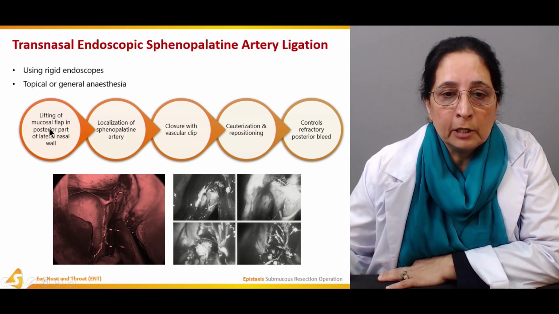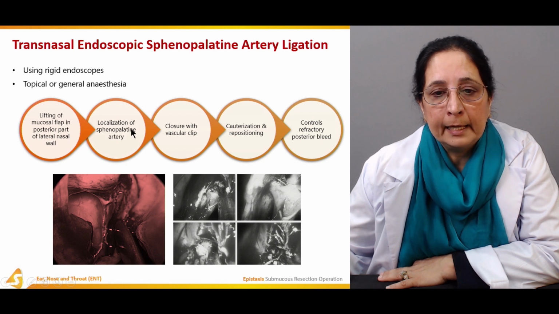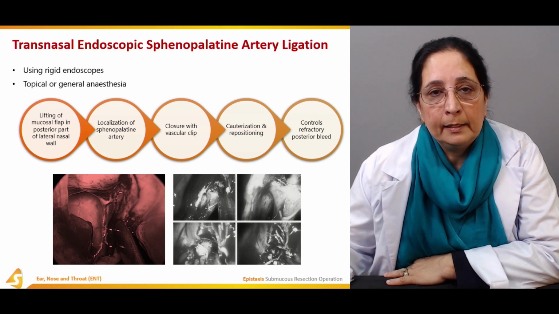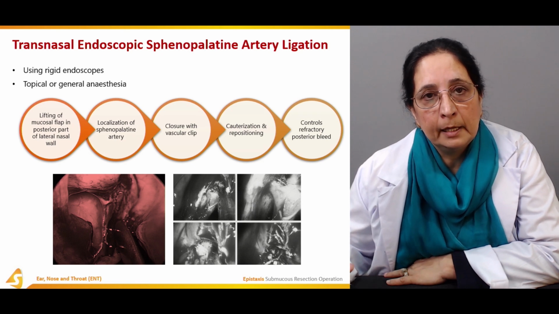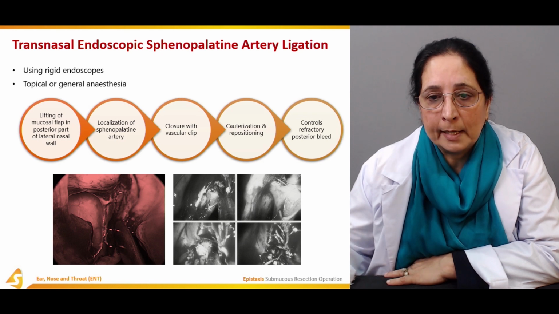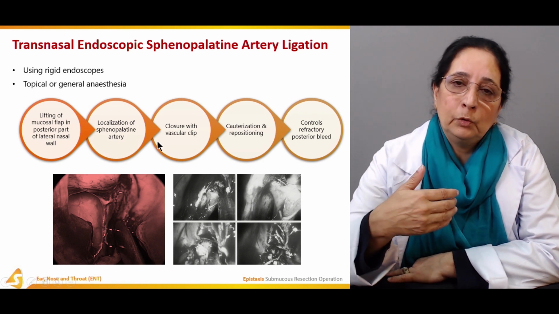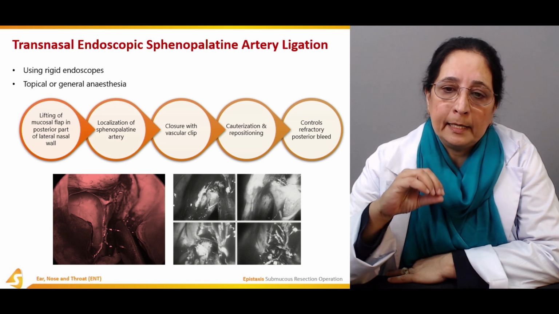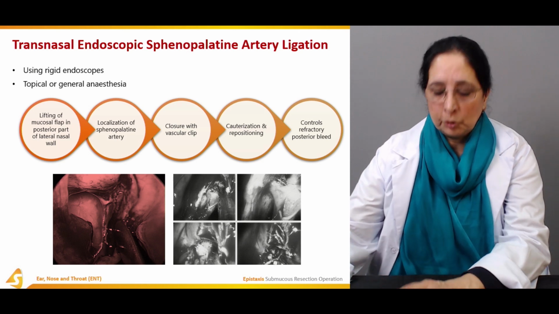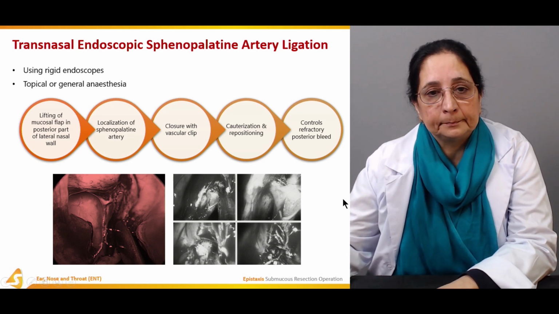First there is lifting of the mucosal flap, then we localize the sphenopalatine artery and close it with vascular clips, which are used to close the blood vessels, and then after the closure we cauterize that blood vessel and then reposition it. This controls the posterior bleeding.